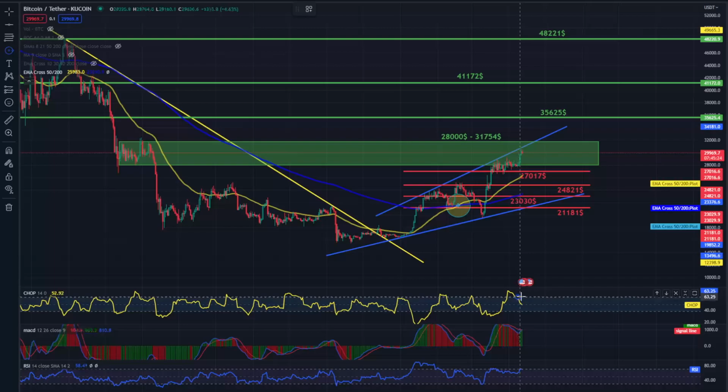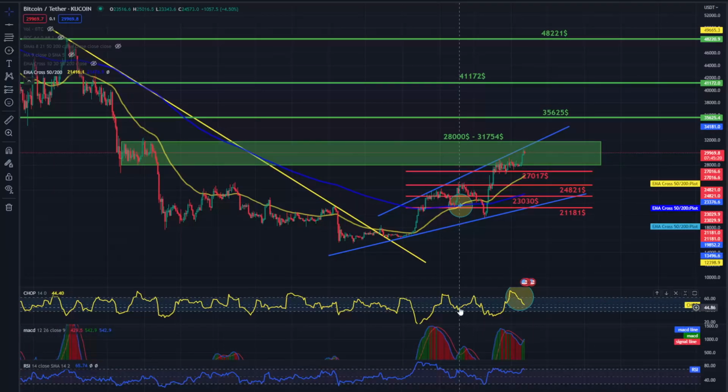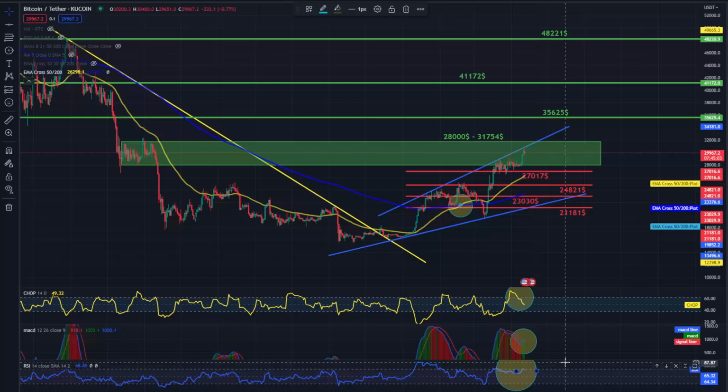Please pay attention to the CHOP index, which indicates that we still have the energy to continue the move. The MACD indicator indicates a return to the uptrend. While the RSI has touched the upper limit of the range, which may affect the price going sideways or give a small rebound.